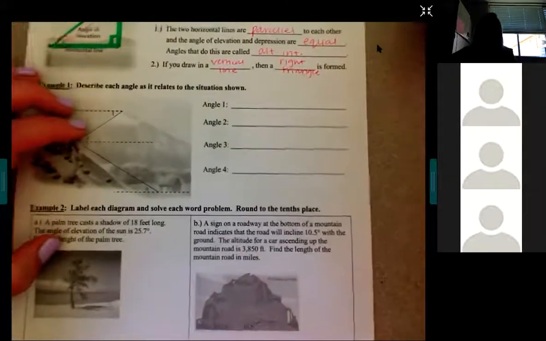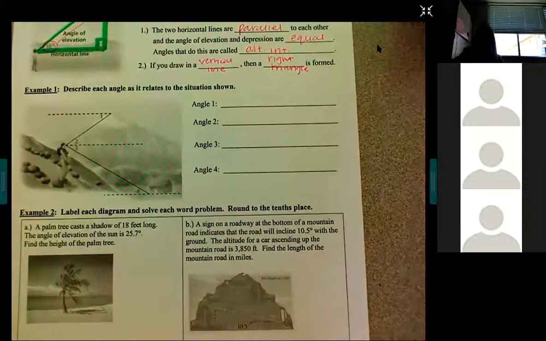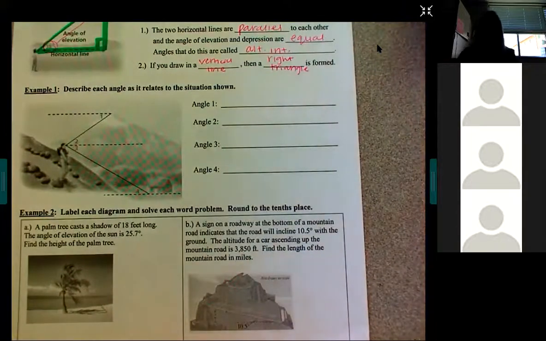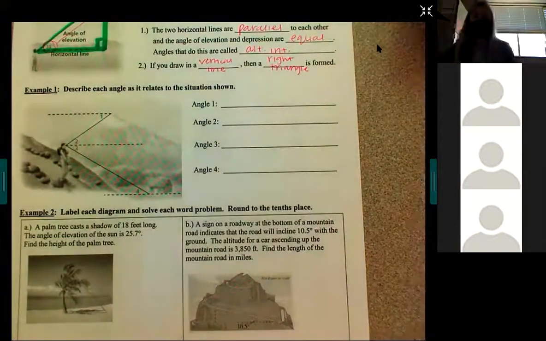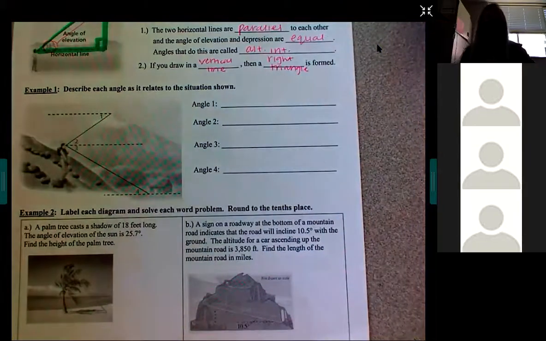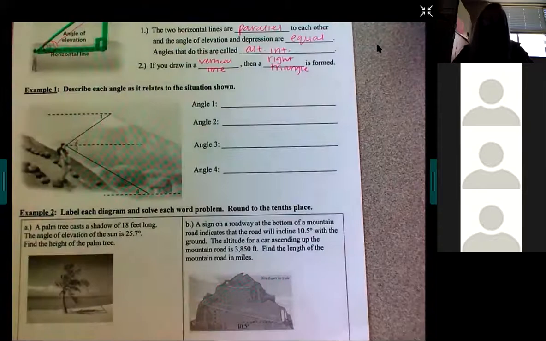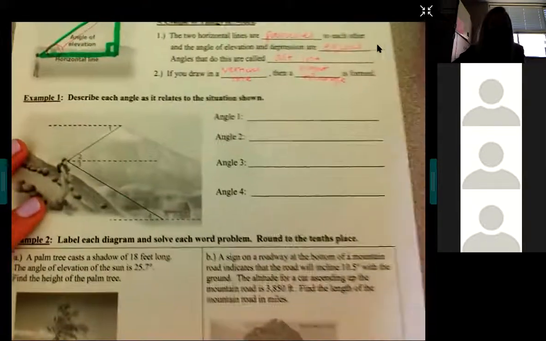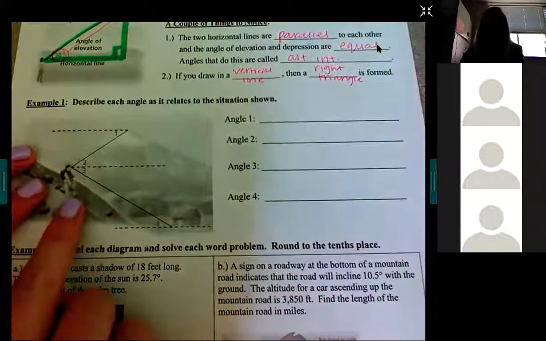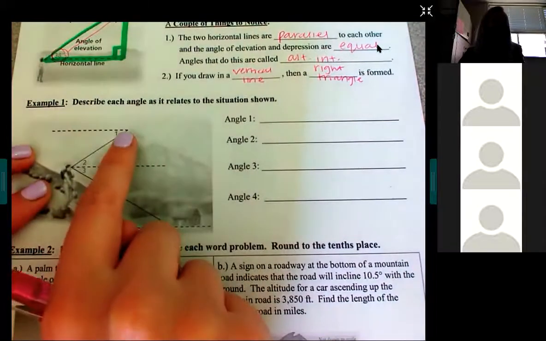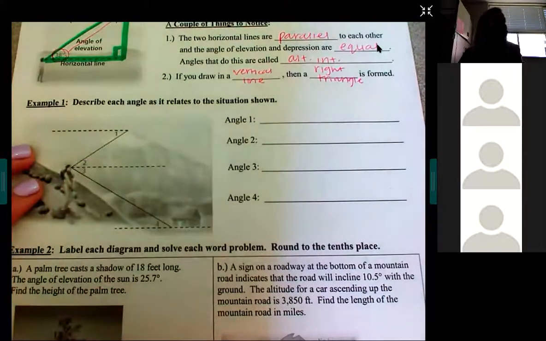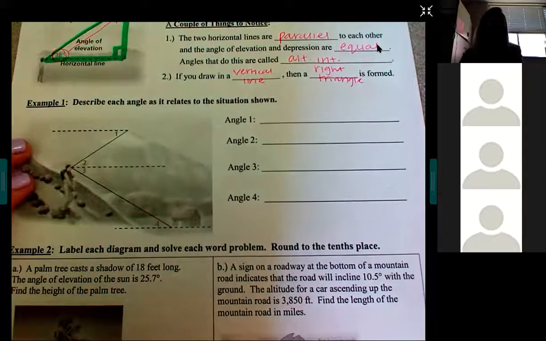All right, people at home, you don't need to write this part either, but I want you to follow along and participate so you can get some extra credit, okay? It says describe each angle as it relates to the situation shown. So it's kind of hard to see. We've got somebody hiking, and then do you see how there's different angles? Does everybody see that? Okay.